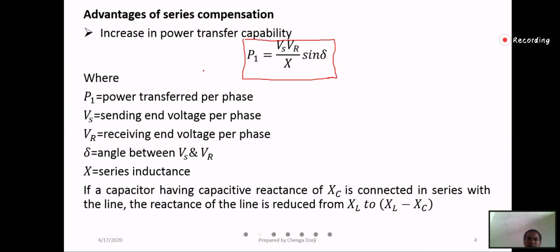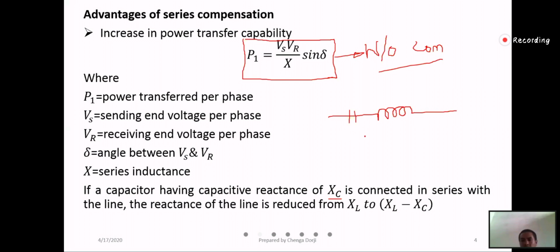Now, this is the power transfer without compensation. If a capacitor XC is connected in series with the line, it means now you are connecting a capacitor XC in the line.